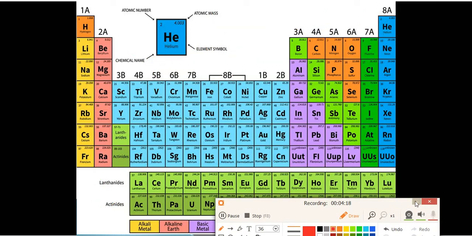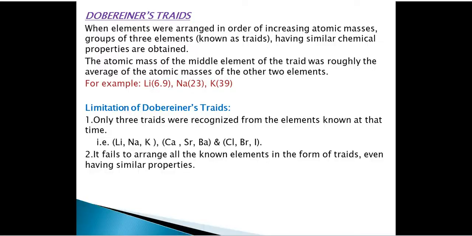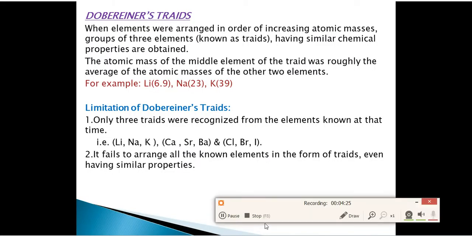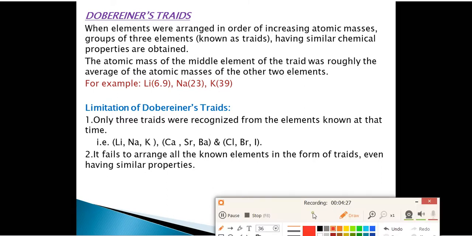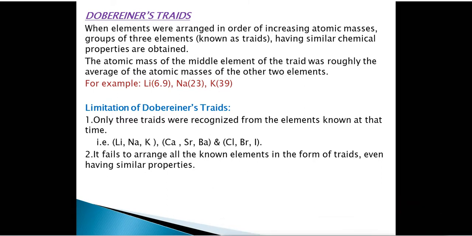So let's start with our discussion. See, different scientists were there. They have given their views for the periodic table, meaning how elements are classified. First of all, we'll read about Dobereiner's triads.